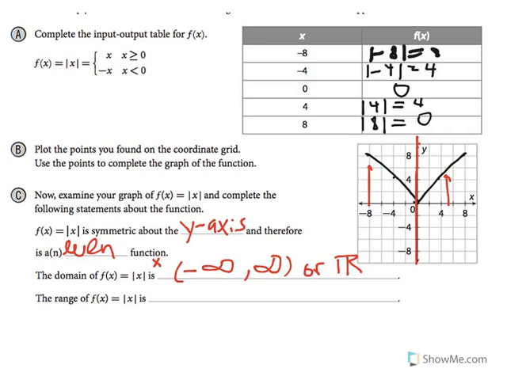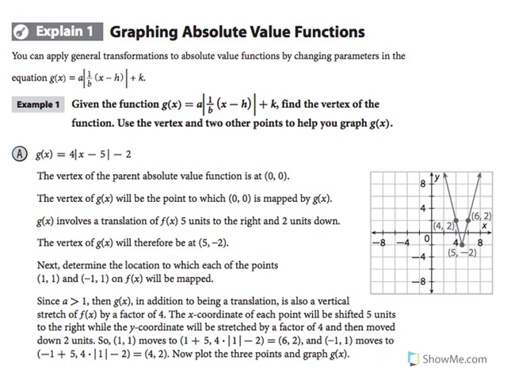The range is the y direction. If you pick this point, there's no graph for this point. But our graph starts from here and goes on up. So our range starts from 0, and we use the square bracket, meaning it includes the 0, and it goes on to positive infinity. Okay, go on to number 3.